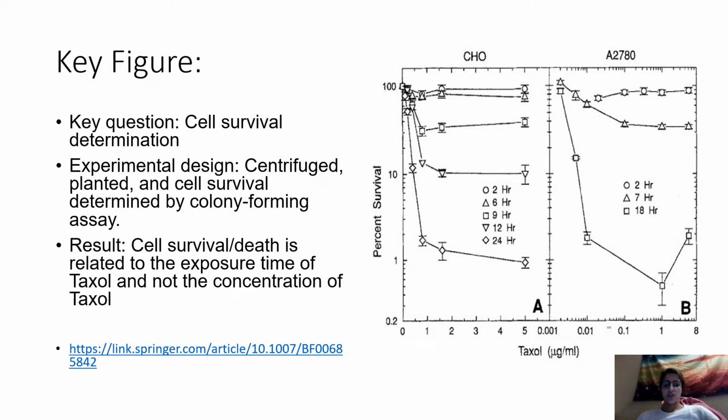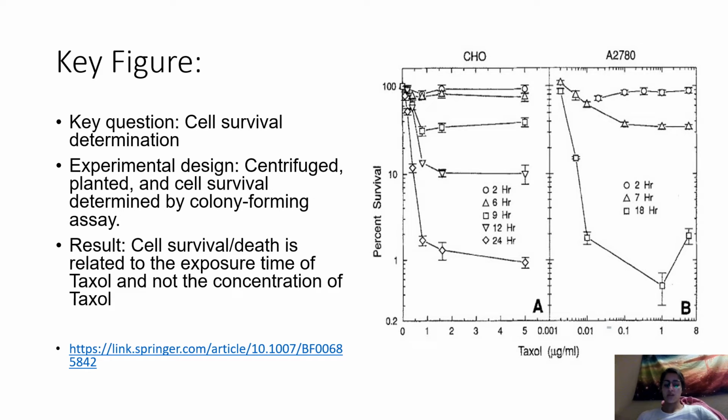And so this was a study that was done on human and hamster ovarian cells, and it was used to determine if Taxol was a phase-specific agent. This figure represents the cell survival of hamster and human cells based on Taxol concentration. The experimental design was that they centrifuged these cells, washed them, and then planted them in Corning plates. The cells were then assessed by a colony forming assay. In the picture on the left, figure A, we have the hamster cells, and on the right, B, we have human cells.